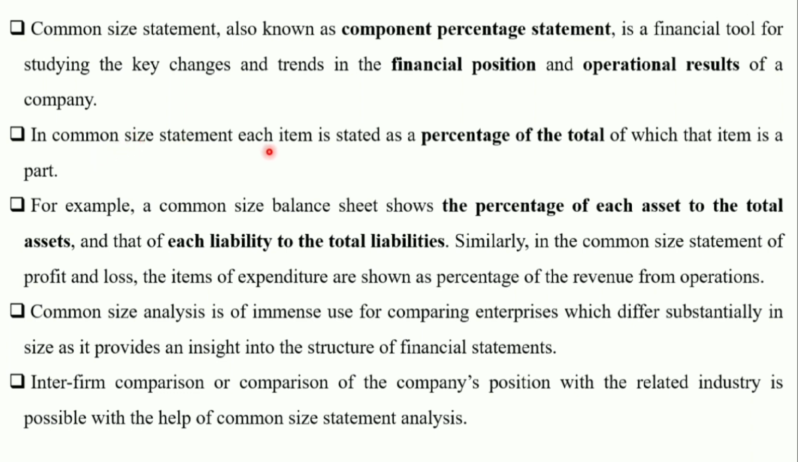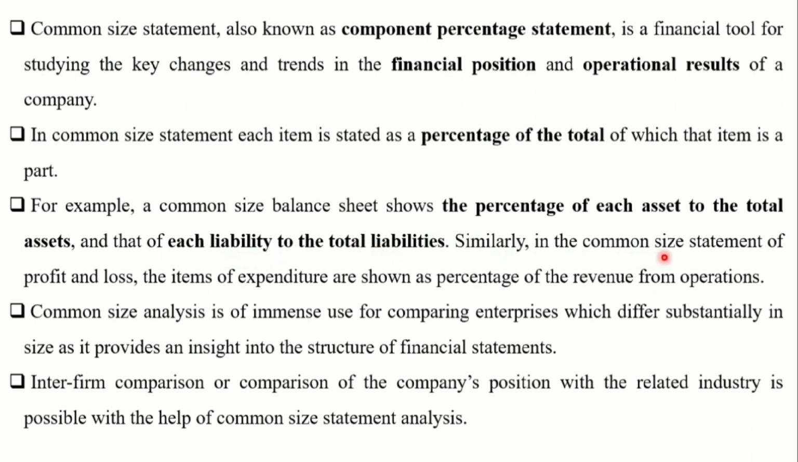In common size statement, each item is stated as a percentage of the total of which that item is a part. Each percentage has the relation of the individual item to its respective total. For example, a common size balance sheet shows the percentage of each asset to the total assets and that of each liability to the total liability.